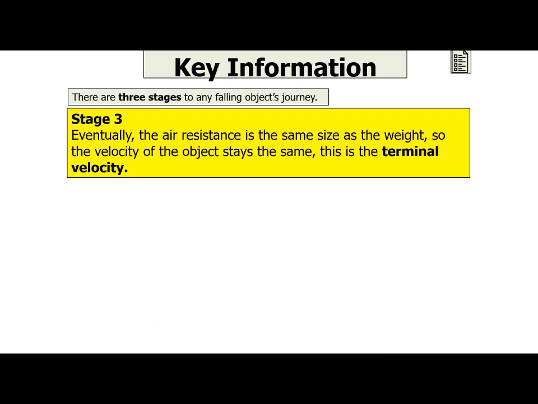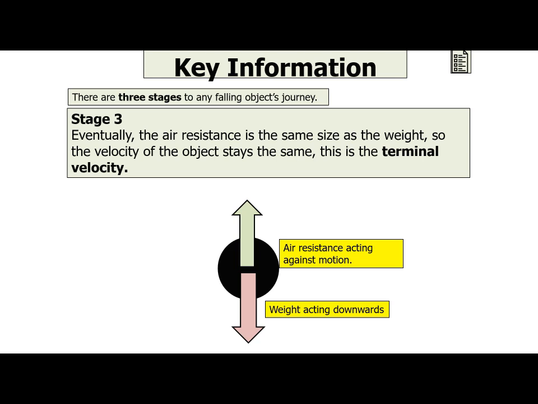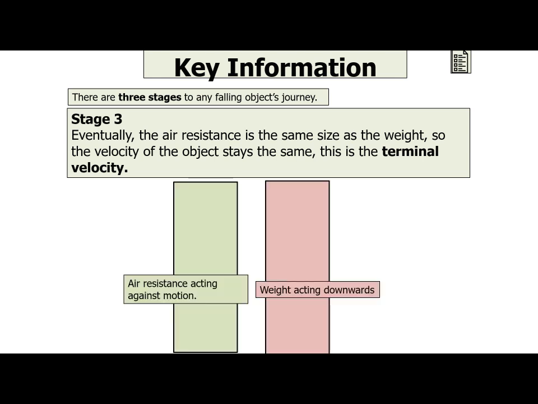This leads on to stage 3. Eventually the air resistance is the same size as the weight, so the velocity of the object stays the same, and this is our terminal velocity. So as you can see in this diagram, now air resistance and weight are the same size, there is no resultant force, so our object is not accelerating.